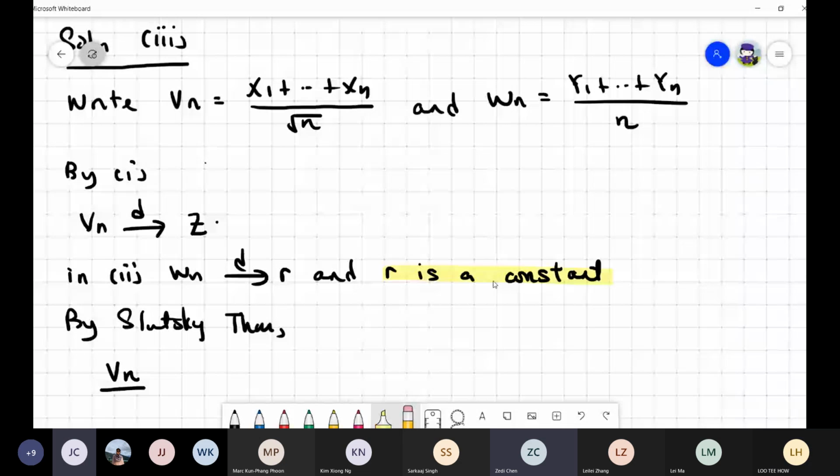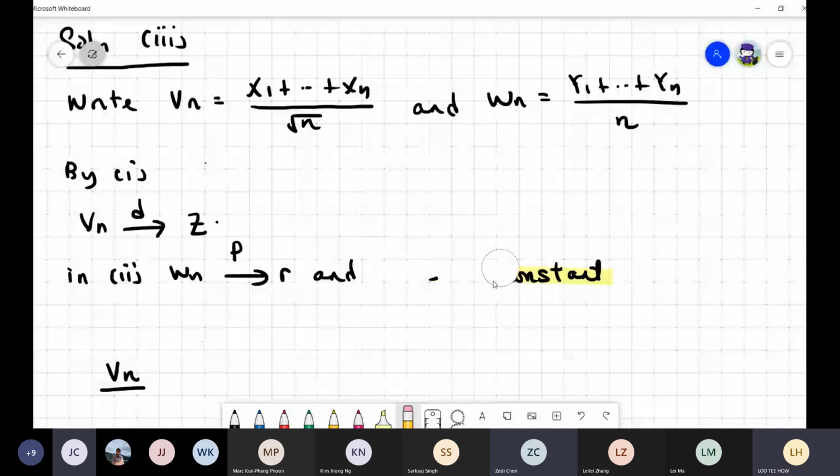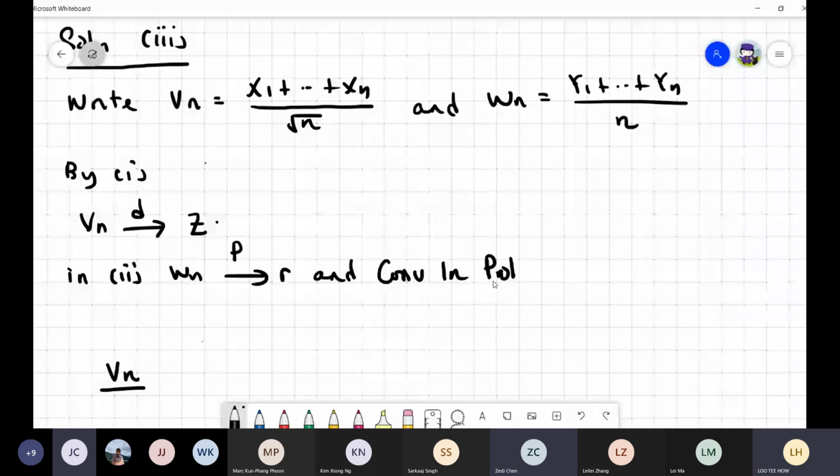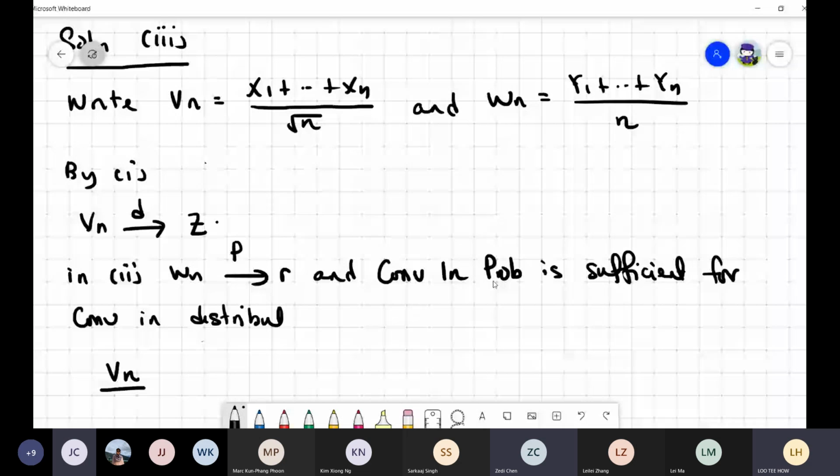Yeah, thanks. Here this is in probability, right? Yeah. This is in probability. I think maybe I should say this one in probability, and thank you for pointing out this. Convergence in probability is sufficient for convergence in distributions. Okay, so we know this Wn converges to r in distributions.